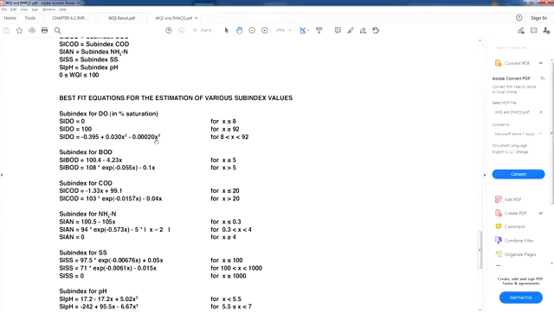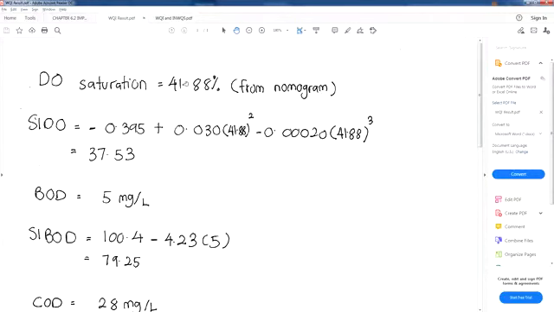So you have to use this formula, SiDO, the third formula here. And then we just key in the 41.88 into the X value, and you will get the sub-index for the DO, which is 37.53. It is unitless because this is the index, the sub-index has no unit.